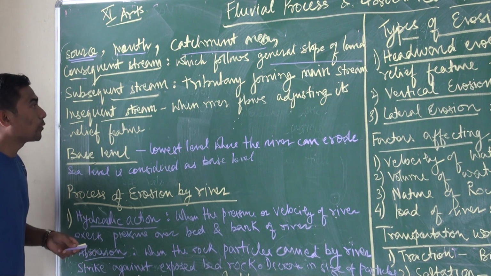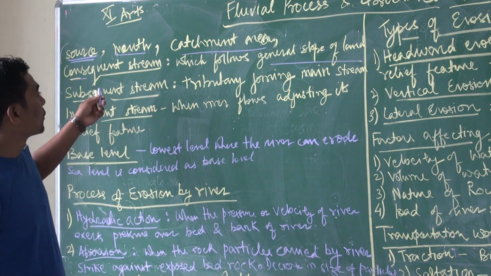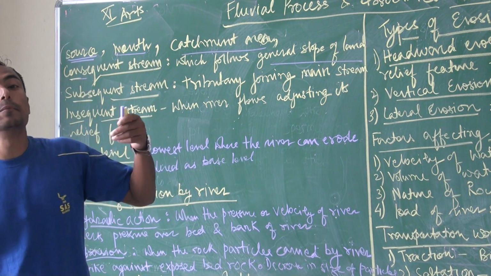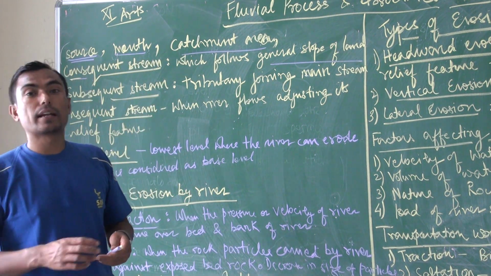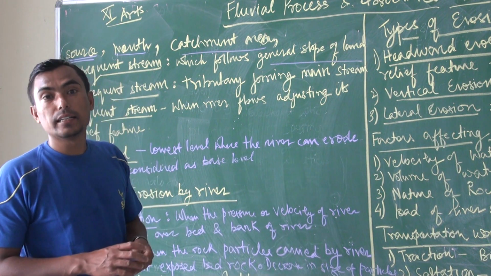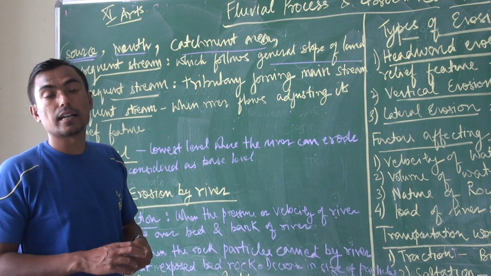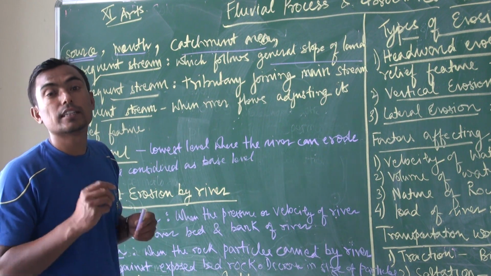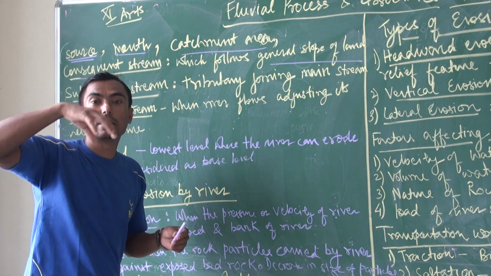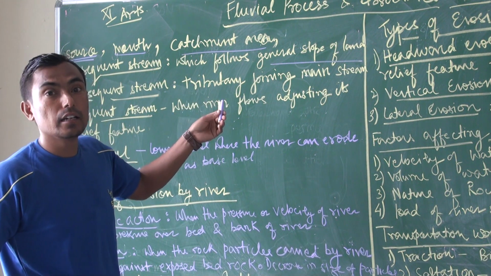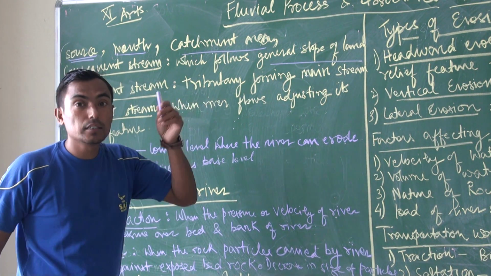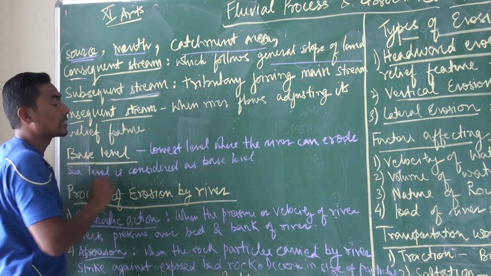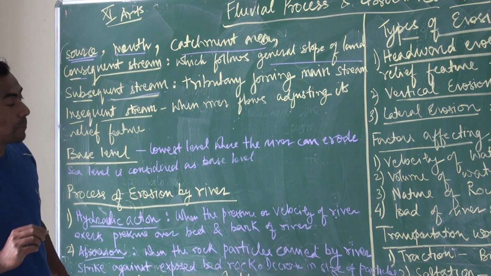Next is subsequent stream. Subsequent stream means those tributaries joining the main river. For example, if you look at this river Reli, it joins river Tista near 29th mile, which is very, very famous. Now, when this Reli river joins the Tista river, it can be called a subsequent stream.